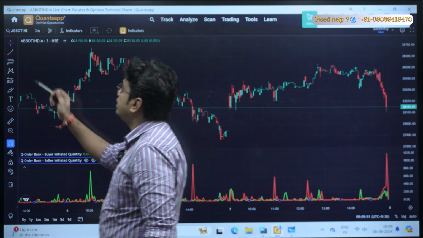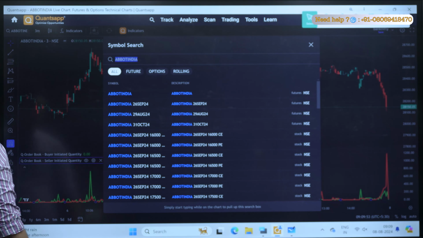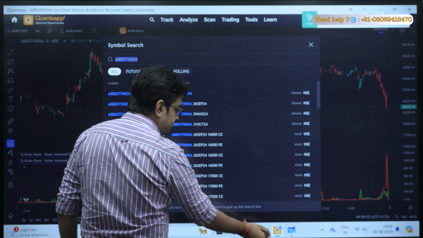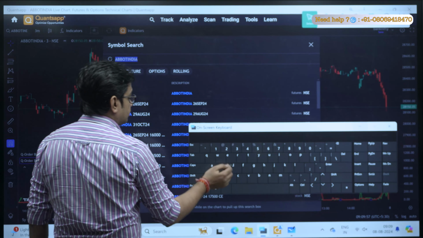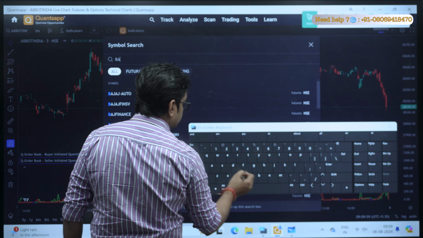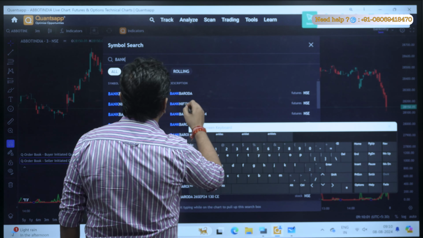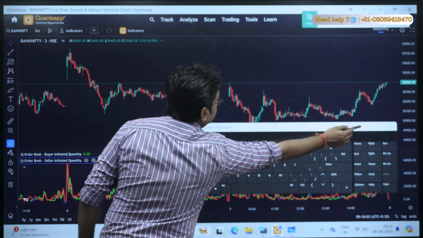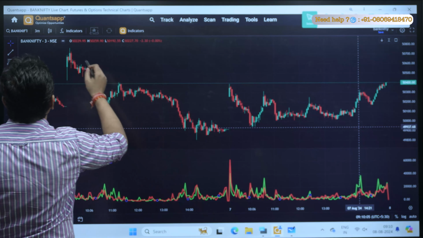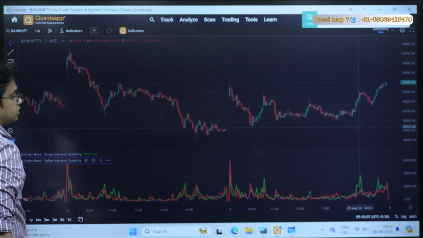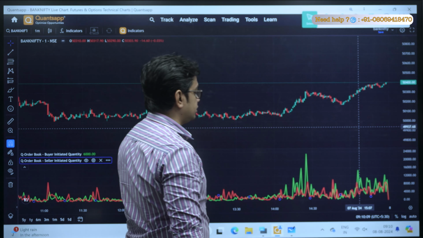Now I need to change it over here to Bank Nifty. Most of the traders do trading in Bank Nifty, so that is why I am showing you Bank Nifty. Now this is the Bank Nifty, and I'll go with the 1 minute chart. So this is the 1 minute chart.